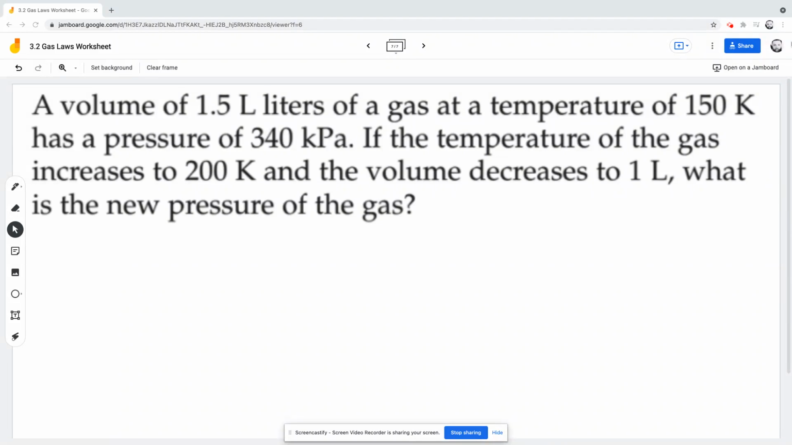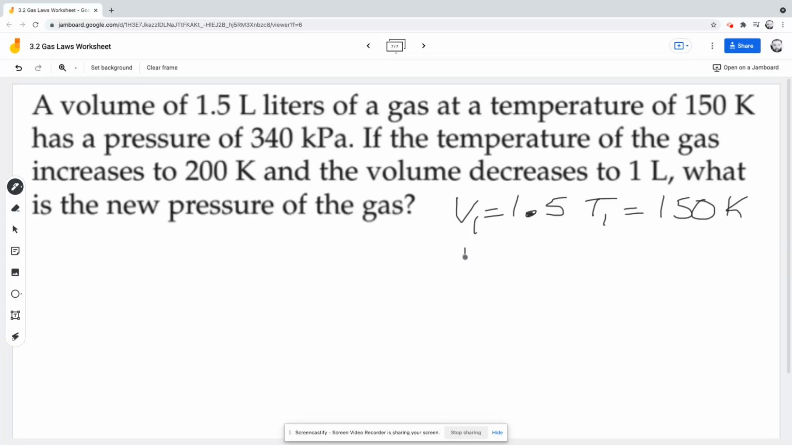So on this one, it says a volume of 1.5 liters. Let's just start writing this stuff down. They're telling me that I've got an initial volume of 1.5 liters of a gas, with an initial temperature of 150 Kelvin, and a pressure, ooh, this is all three, of 340 kilopascal.